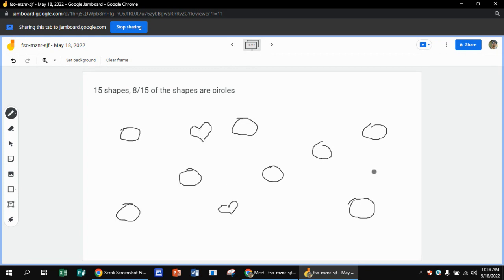So, we're going to draw another 7 other shapes. So, I drew hearts. Okay. 1, 2, 3, 4, 5, 6, 7. 7 nga, diba? So, let's count if there are 15 shapes. 1, 2, 3, 4, 5, 6, 7, 8, 9, 10, 11, 12, 13, 14, 15. So, total of 15 shapes. So, we have 8 circles and 7 hearts.